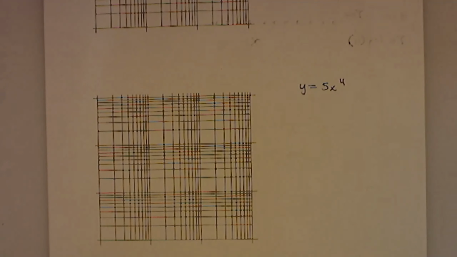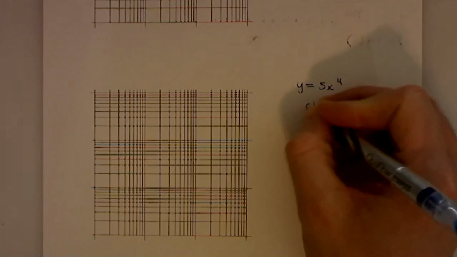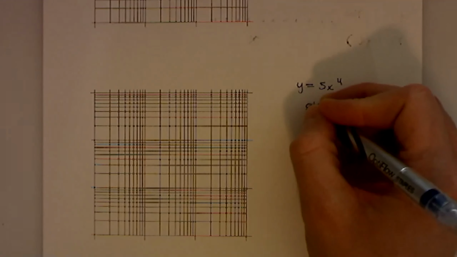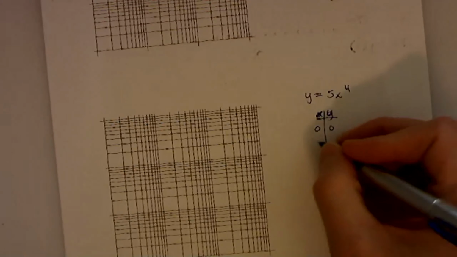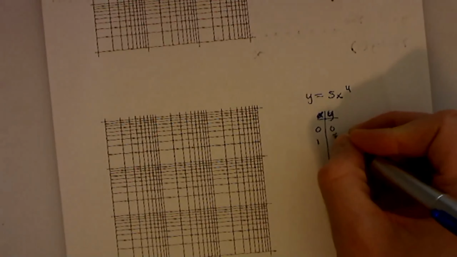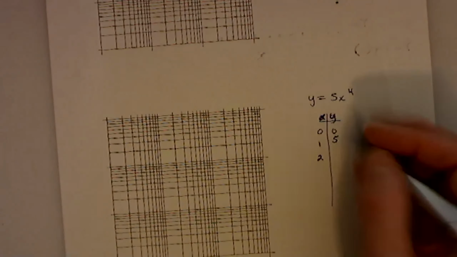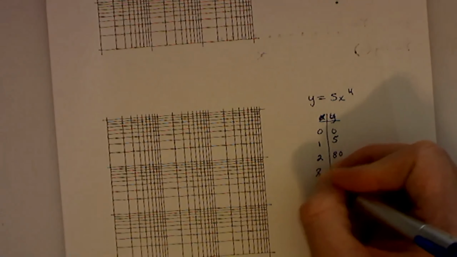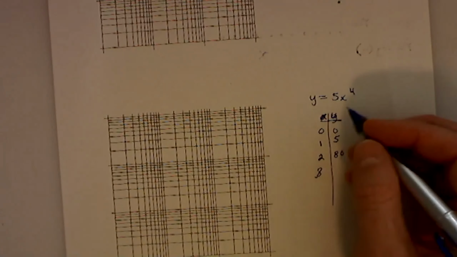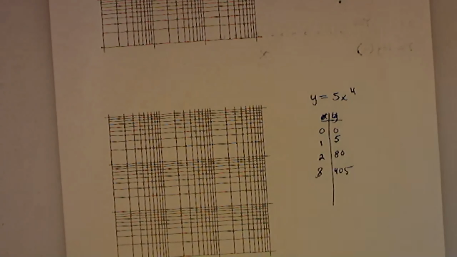I meant to do x and y up there, sorry. So if x is 0, y is 0. If x is 1, y is 5. If x is 2, y is going to be 5 times 2 to the 4th, which is 80. If x is 3, y is going to be 3 to the 4th is 81 times 5, which is 405. So you're getting big real quick here.